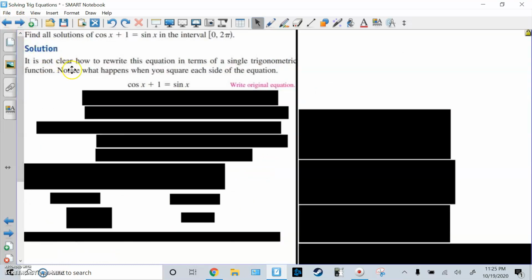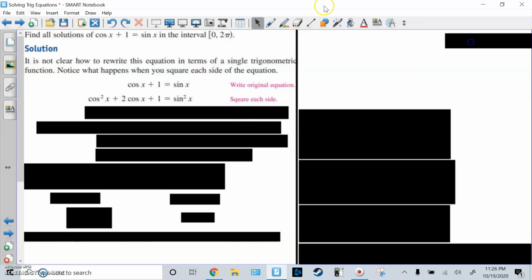All right, here's the next one. This one's kind of weird. Cos x plus 1 equals sine x. Now, we can't use an identity to make it all cosine or all sine. So we're going to square both sides. So when I square the left side, I have to FOIL. I get cos squared x plus 2 cos x plus 1. And I square the right side, I get sine squared x.